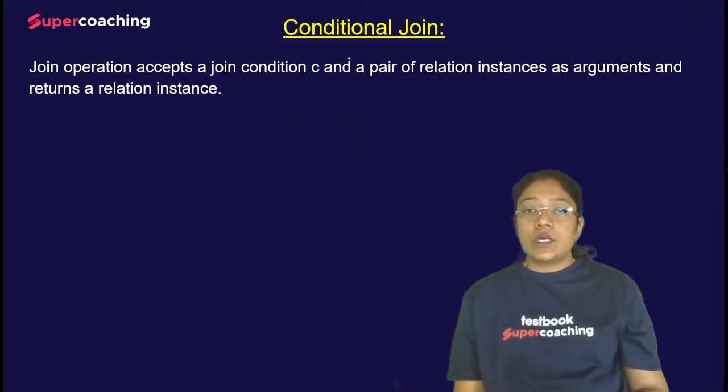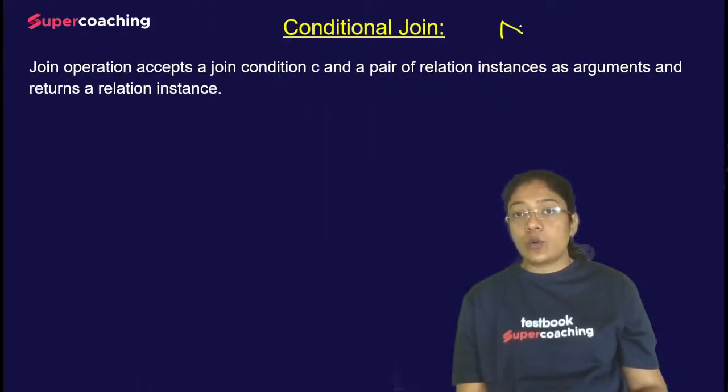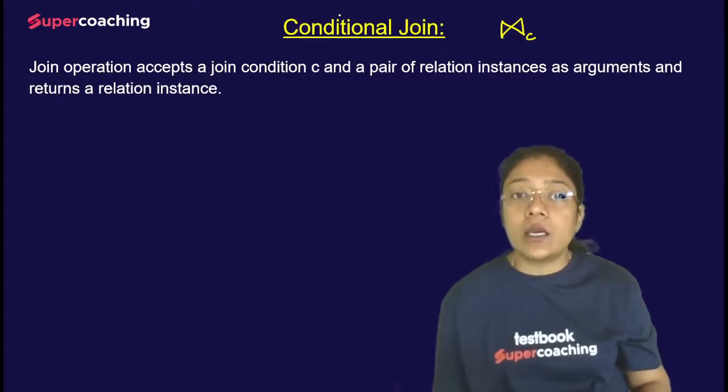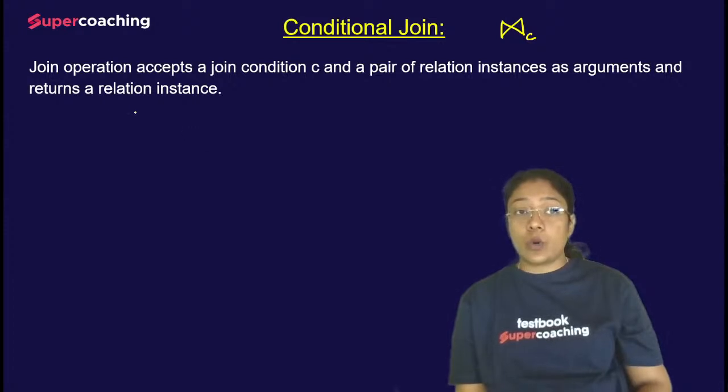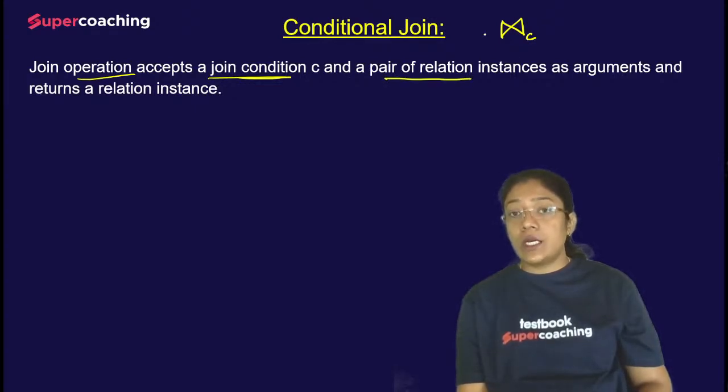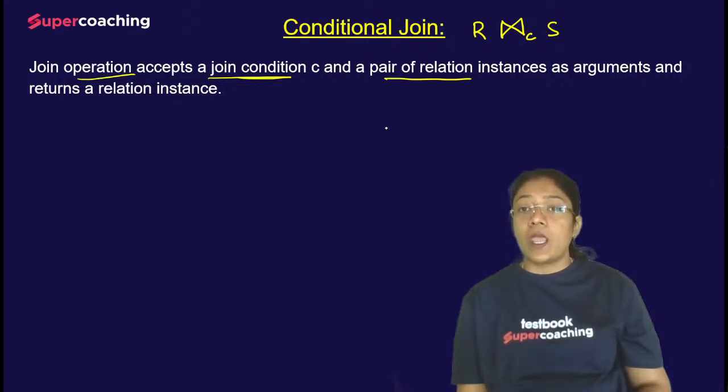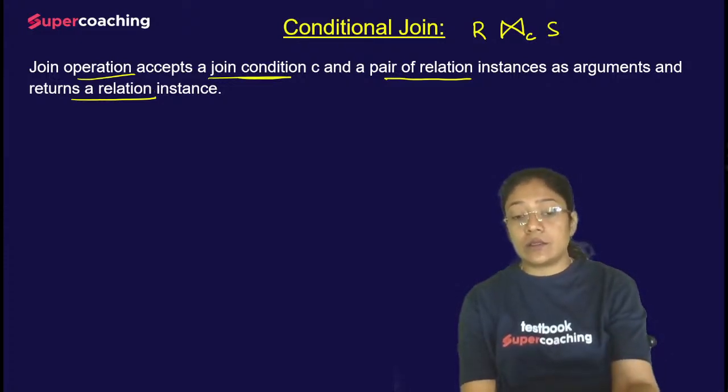First one is the conditional join. The syntax for the conditional join is join with a condition. The name itself suggests that here we have to provide a condition which will be applied on the join. So the join operation accepts a join condition C and a pair of relational instances, for example relational instances R and S, as arguments, and returns a relational instance as the result.